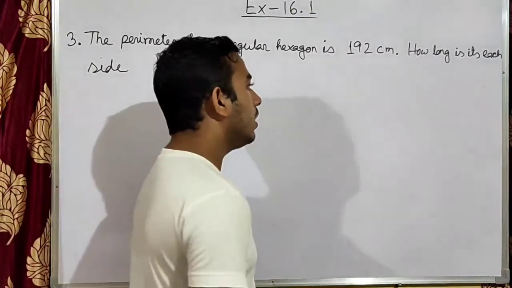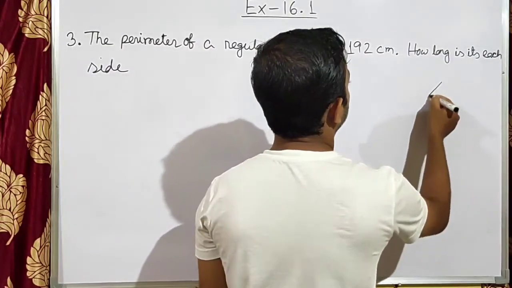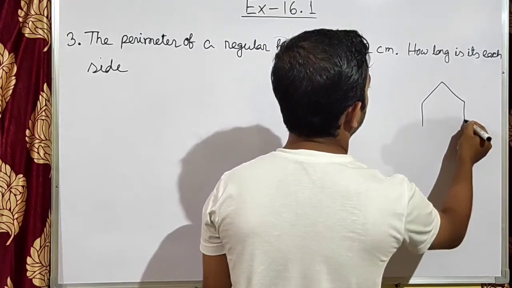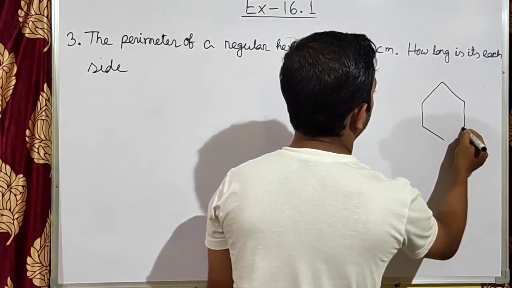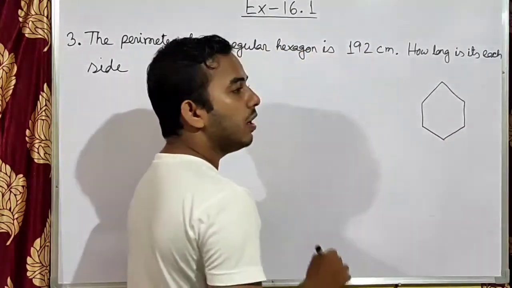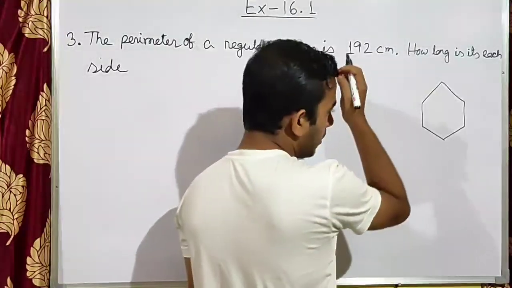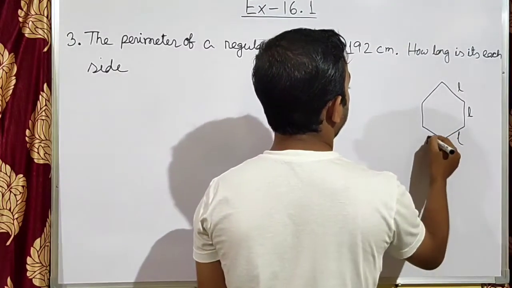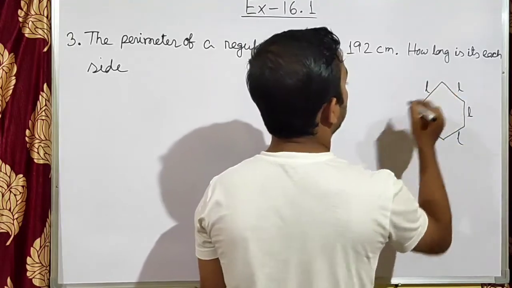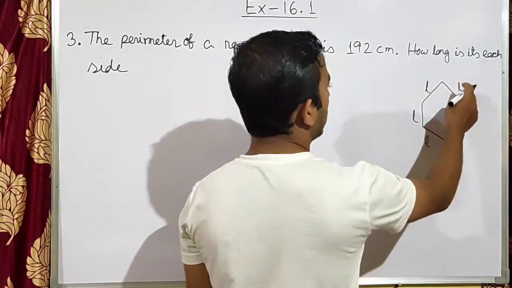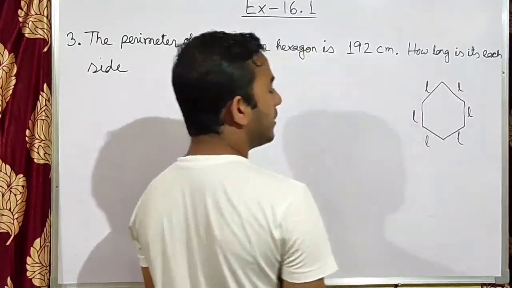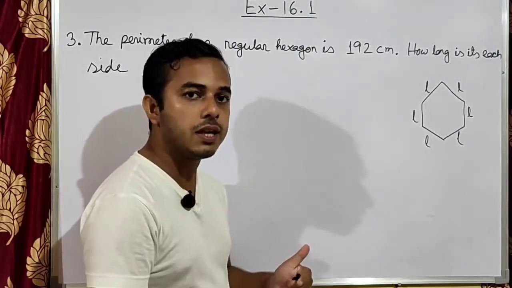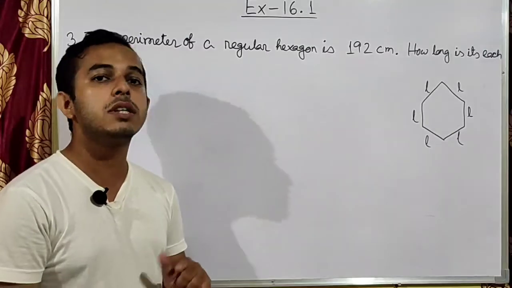So first of all, let us draw one hexagon. A hexagon is a closed figure having 6 sides, right? So this is our hexagon. Now all its sides are the same, so let's denote the length of each side as L. Now its perimeter is the sum of all the sides. That means 1, 2, 3, 4, 5, 6, the sum of 6 L's. That means L plus L plus L plus L, and so on. It will be 6L. So the perimeter of a regular hexagon is 6L.